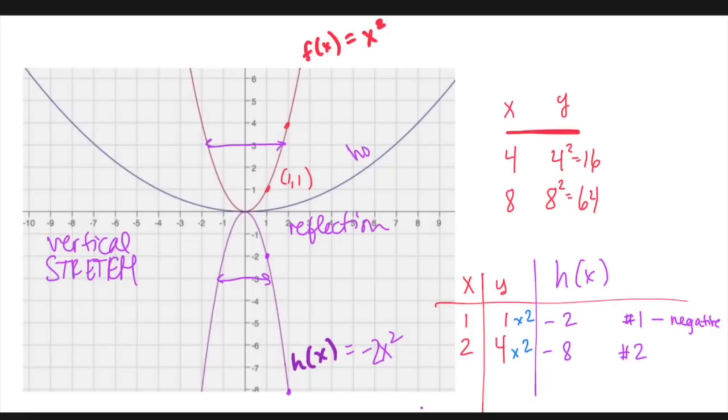So this is what we call a vertical stretch, whereas the other one, g of x, is a horizontal stretch. I'm going to write the formula right now. It's (1/4 x) to the power of 2, and the other one is negative 2 x to the power of 2.